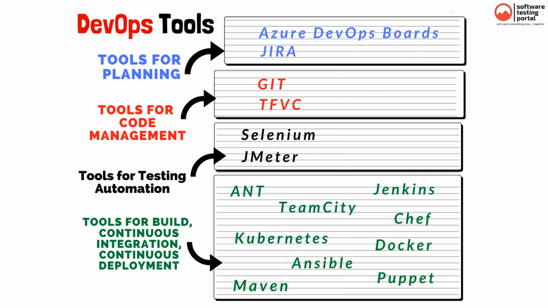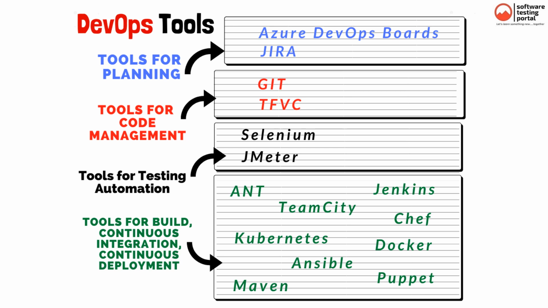Third category is tools for testing automation, which includes Selenium and JMeter. Selenium is one of the highly recommended automated software testing tools for testing web applications. It automates the browser, enabling testers to manage test scripts written for specific testing purposes. Apache JMeter is Java-based open-source software for performance testing.